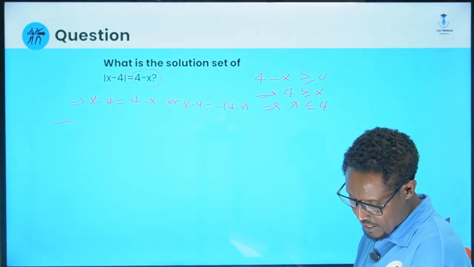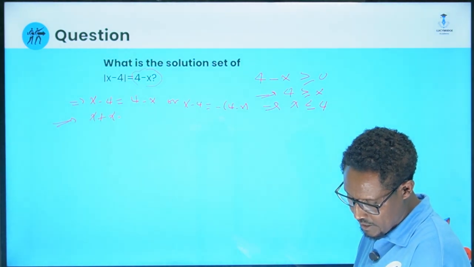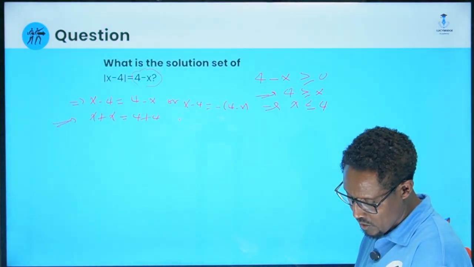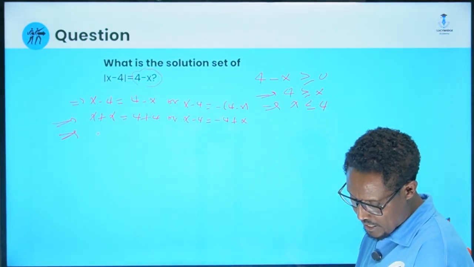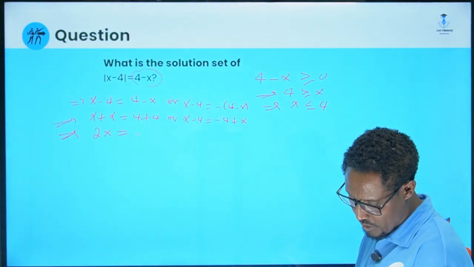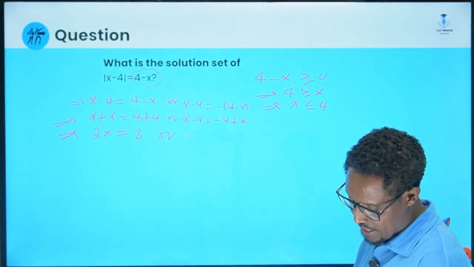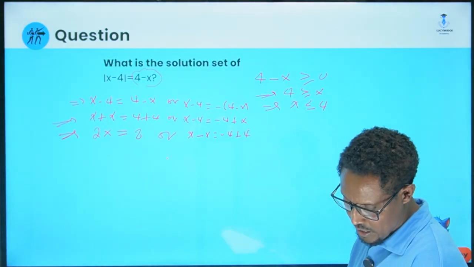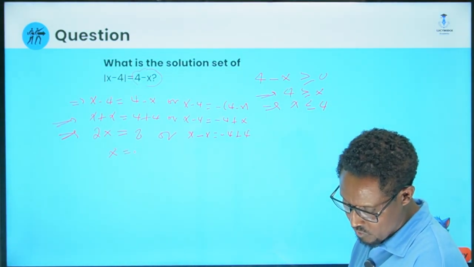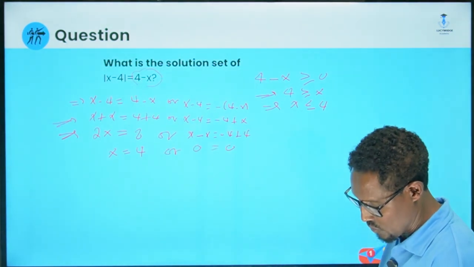Okay, this implies that x, collecting like terms, x plus x is equal to 4 plus 4, or x minus 4 is equal to minus 4 plus x. This implies that 2x is equal to 8, or collecting like terms again, x minus x is equal to minus 4 plus 4. This means dividing both sides by 2, x is equal to 4, or x minus x is 0, which is equal to 0. Minus 4 plus 4 is also 0, which is true.